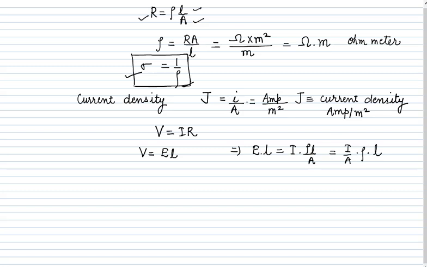Simply put the value: I multiplied with rho L upon A. This is the value of resistance R. So we will have I upon A multiplied with rho multiplied with L. And I upon A is simply our current density. So this will be written as current density J. This is resistivity and this is length.